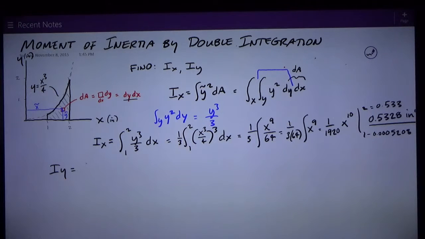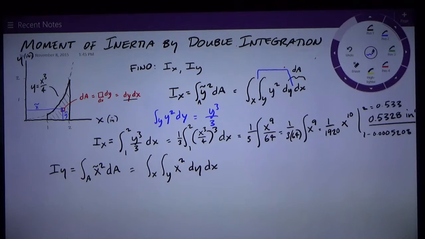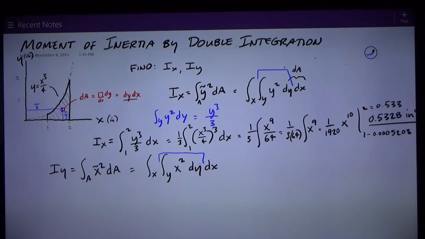Iy is equal to the integral over the area, which is something I forgot up here, of x squared dA. We've been calling it x tilde. So once again, I want to keep the integral with respect to x on the outside and do the y part on the inside. And that's going to be the integral with respect to x times the integral with respect to y of x squared dy dx. So as I say, I'm keeping the inside part like that, and evaluate that first. And so that evaluates to the integral with respect to y of x squared dy. Well, x squared functions as a constant in there, and so that evaluates to x squared y, the integral of dy being y.